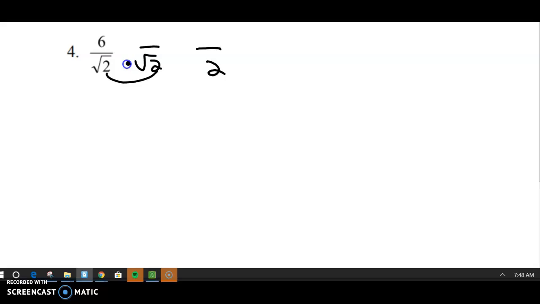Now, unfortunately, I can't just randomly multiply stuff into a fraction or anything like that. But fortunately, the square root of 2 divided by the square root of 2 is 1, and it doesn't change the value of my fraction. So now I take 6 times the square root of 2, which is just 6 times the square root of 2. Alright, so now I have 6 square root of 2 over 2.